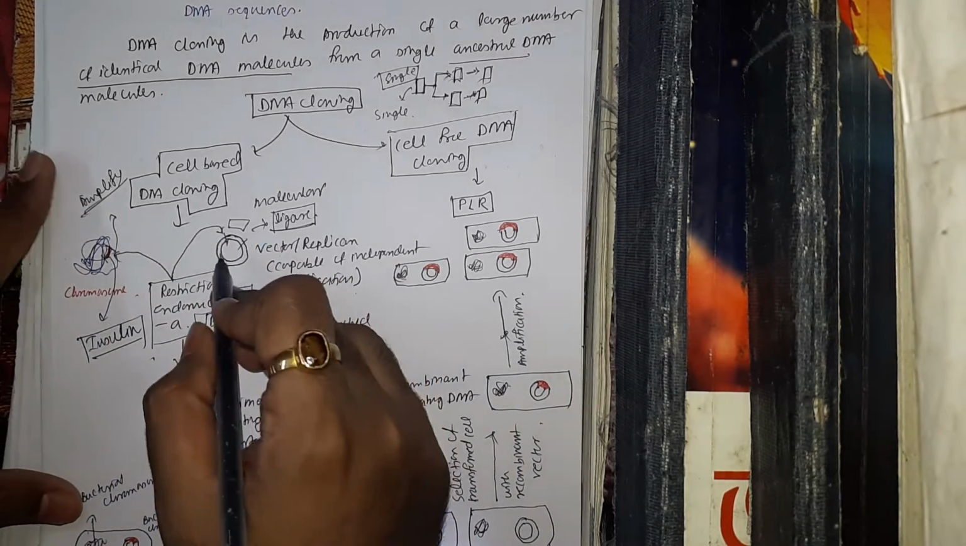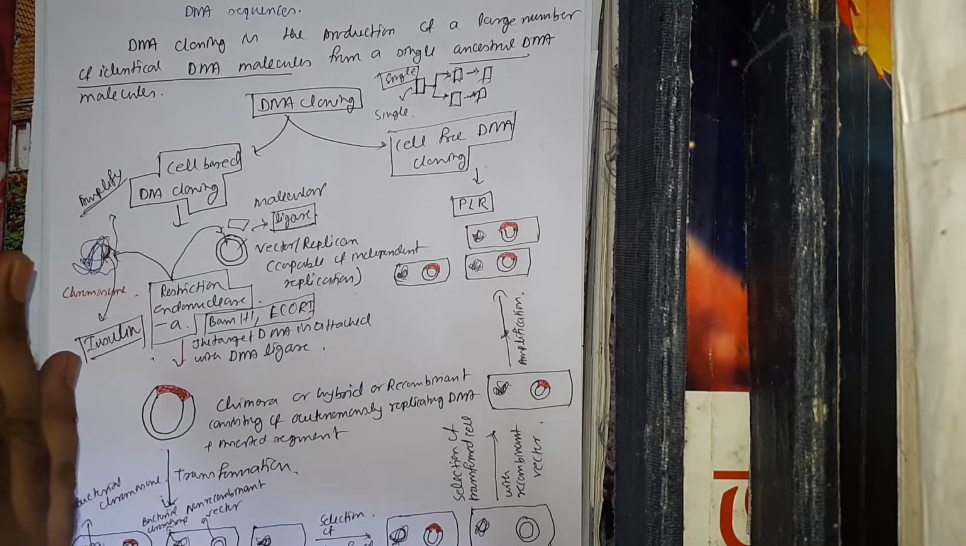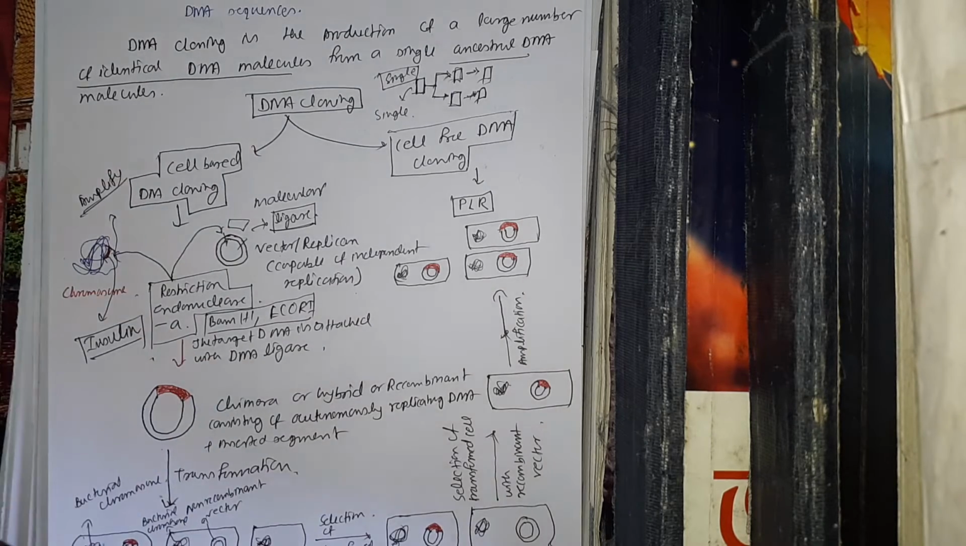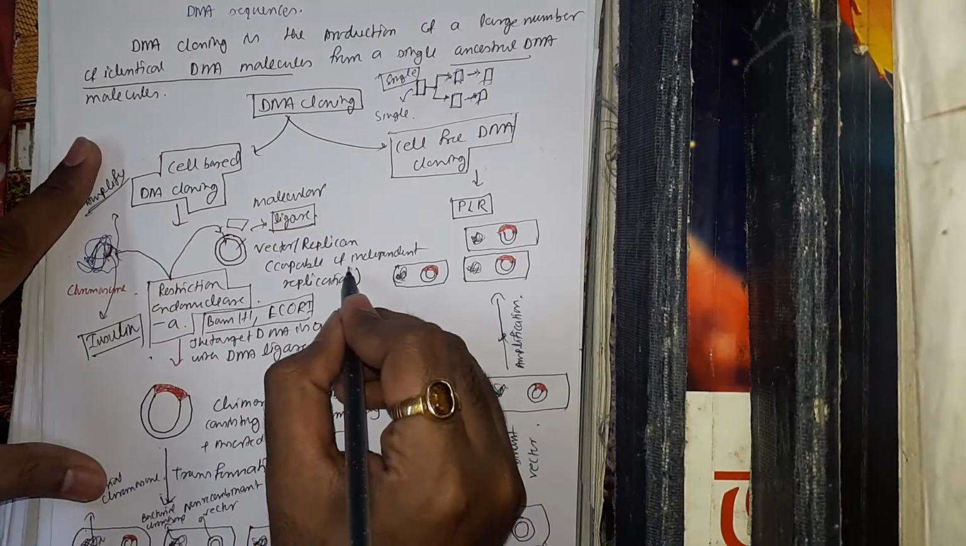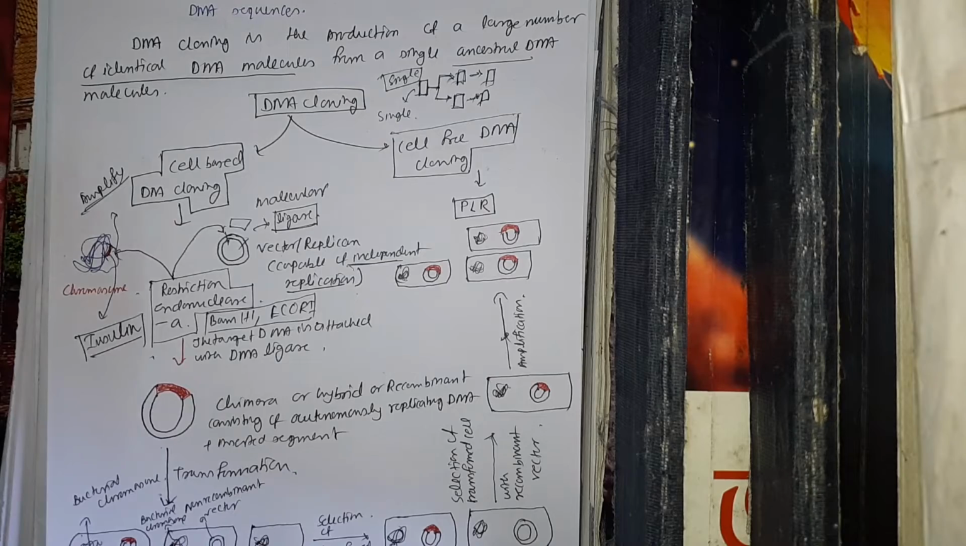Now this vector we can also call a replicon, as it has the ability to independently replicate. So what is a replicon? A replicon is simply something that has the ability to independently replicate without the help of any host chromosome.